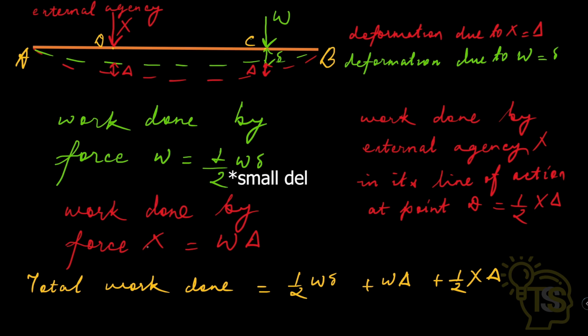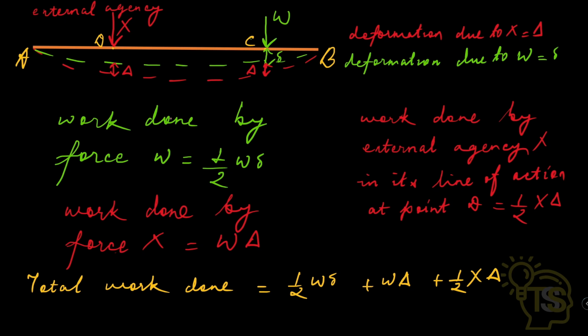Now the work done by force X, that is the external agency. Due to the external agency X, capital del deflection occurs. The work done by force X at point C is equal to W into capital del. That is because, as we understood in case 2, when the deflection occurs at some other point due to an external agency at any other point, the work done will be equal to the force that is there in the line of action into the deflection. So that is why the work done by force X at point C is equal to W into capital del, as it is present in the line of action of load W.